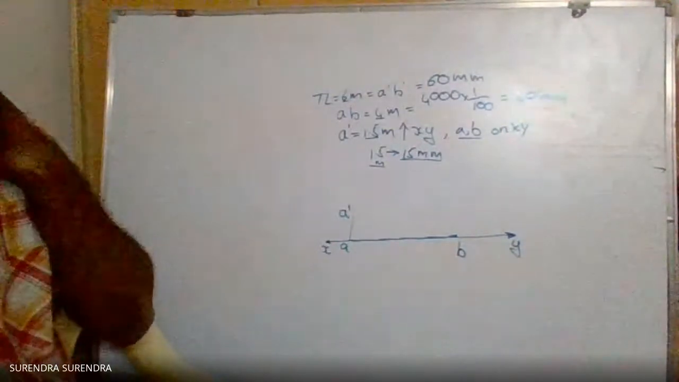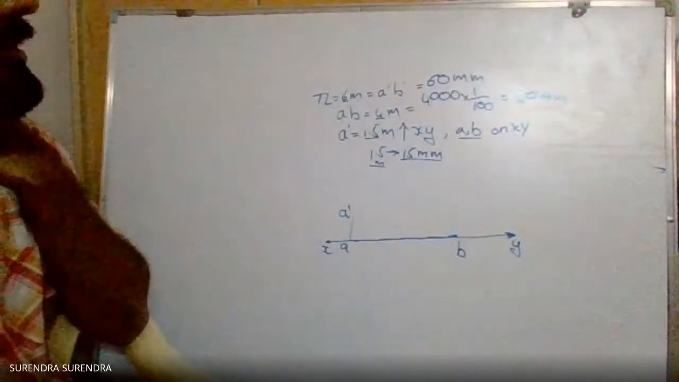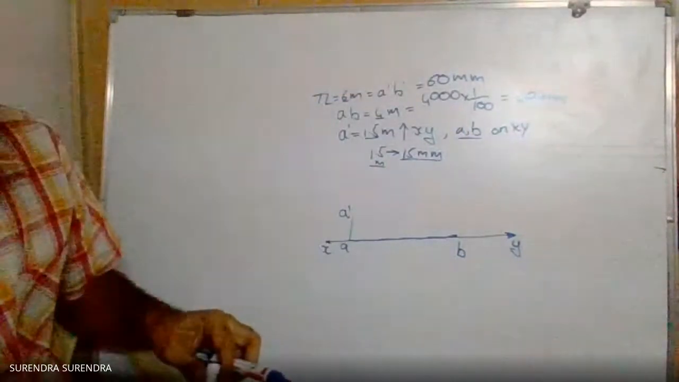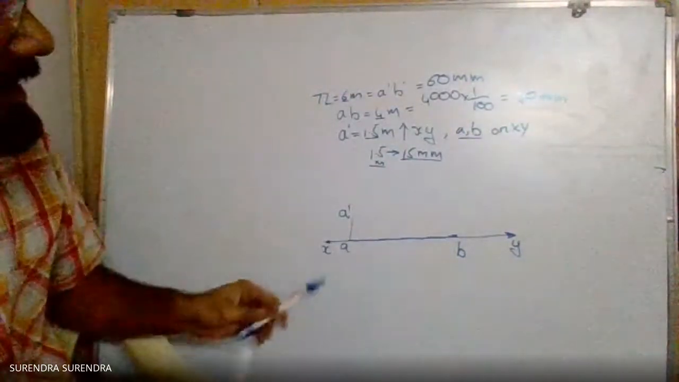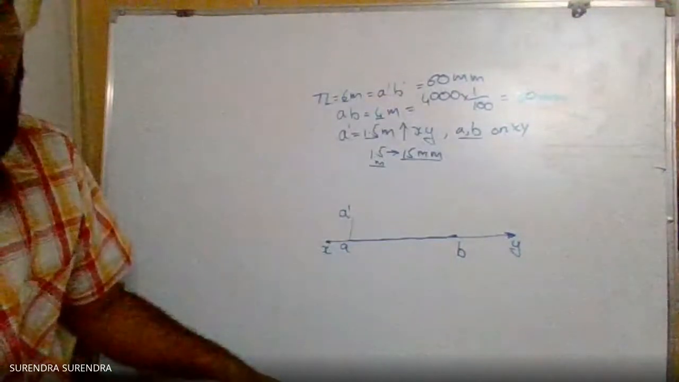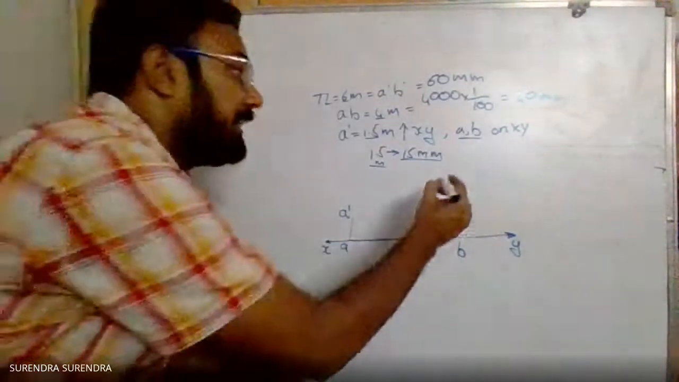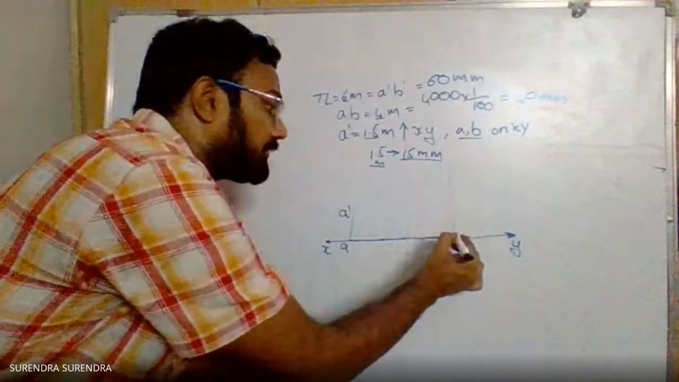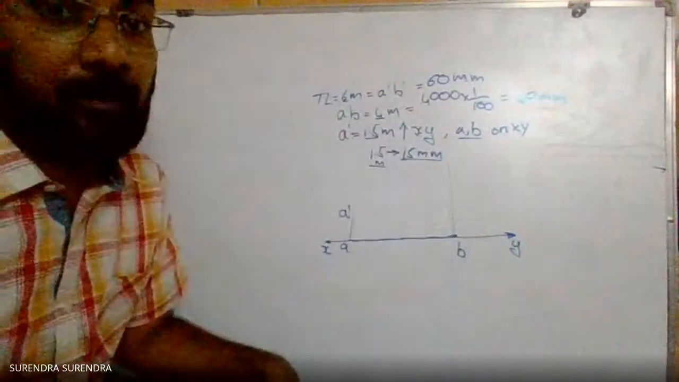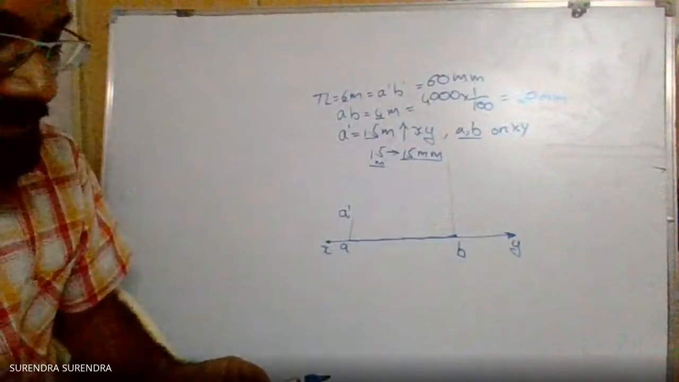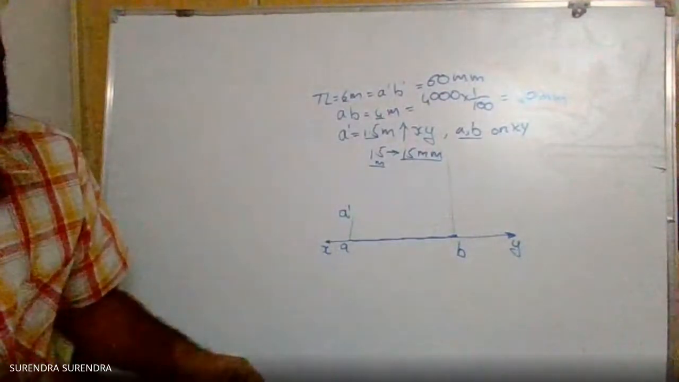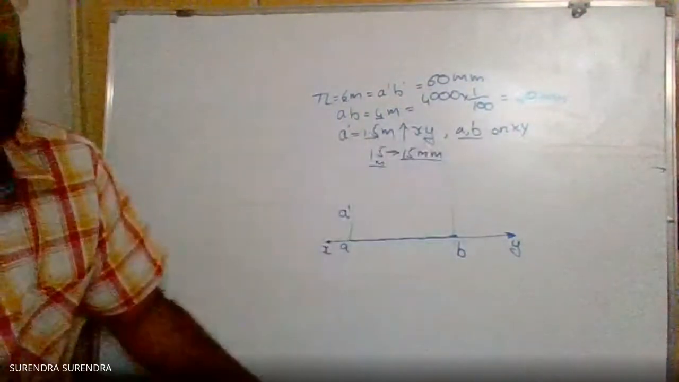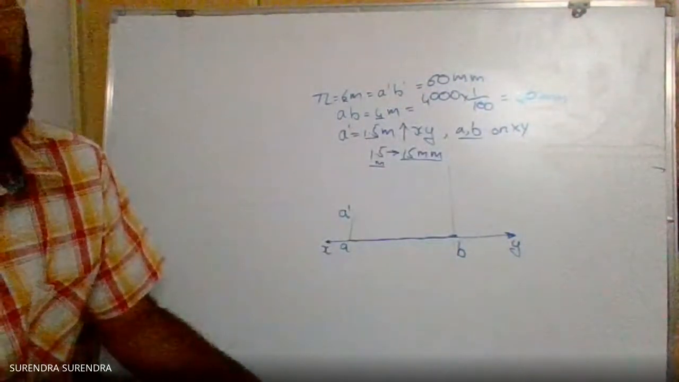Now for getting the front view. How do we complete the front view? The condition is that A dash lies on the same projector as A, and in the same way B dash lies on the same projector as B. So draw a perpendicular line from B, indicating it as the projector of B. Now B dash exists somewhere on this line.